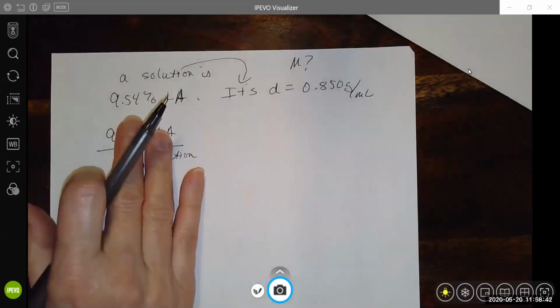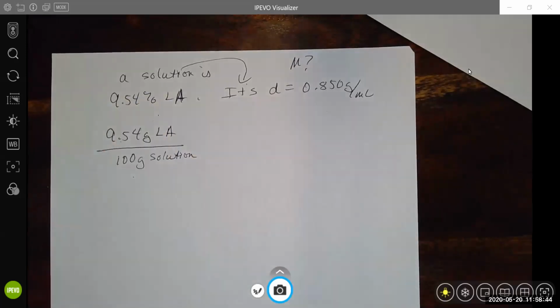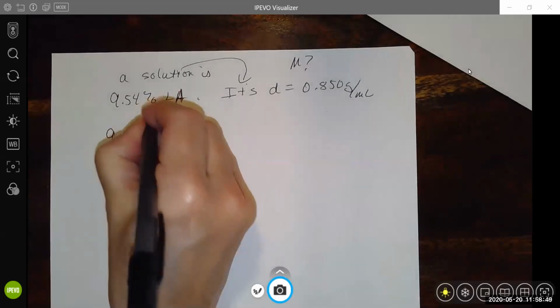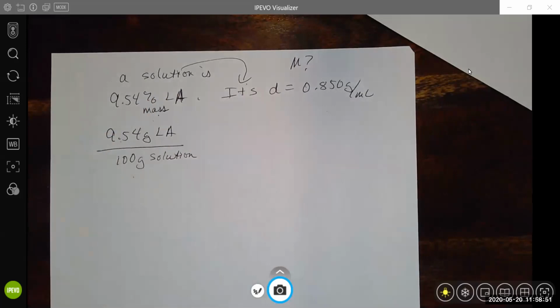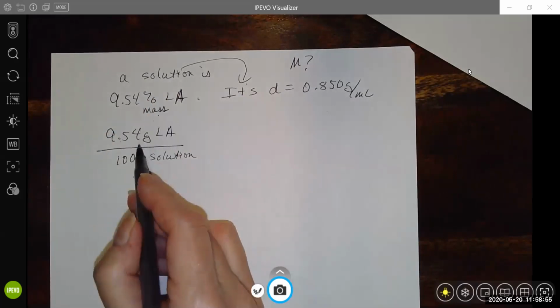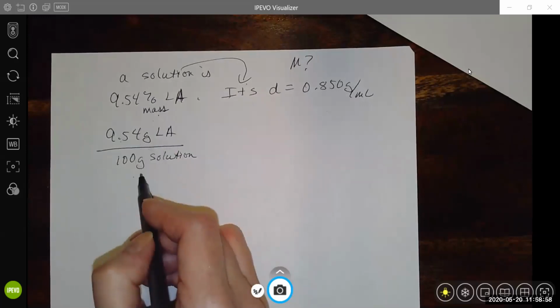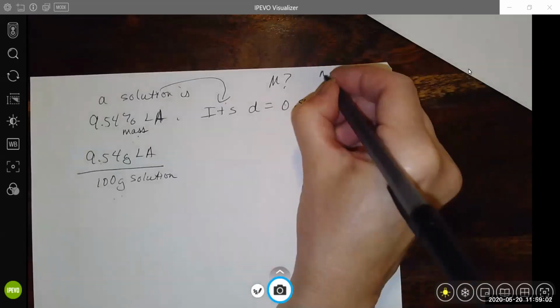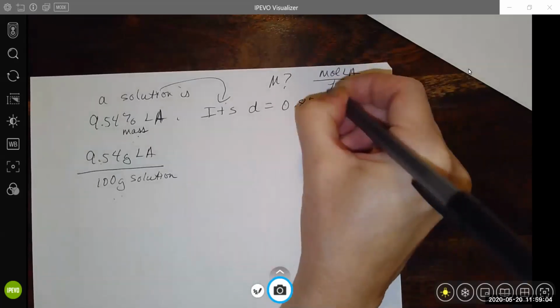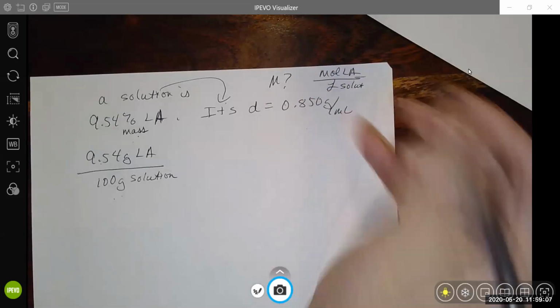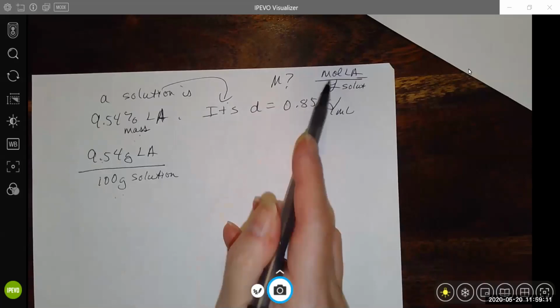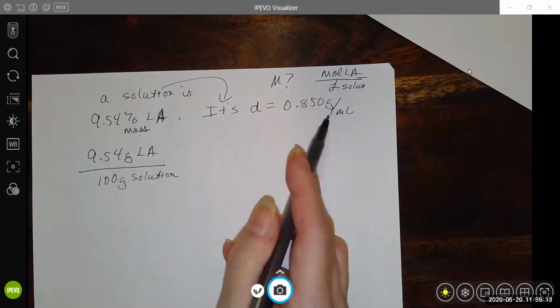So in this problem, I'm pretending like we didn't have the data, because a lot of times it's given to you this way. So this is percent. We'll have to say by mass, lauryl alcohol. And so that's what that means. That's the ratio. That percent means there's 9.54 grams of lauryl alcohol for every 100 grams of solution. Well, now we're trying to get to molarity. So we need moles of lauryl alcohol and liters of solution. So now it's just a big unit conversion problem. We have to get the top from grams to moles and the bottom from grams to liters.